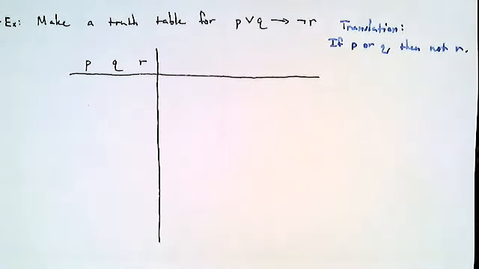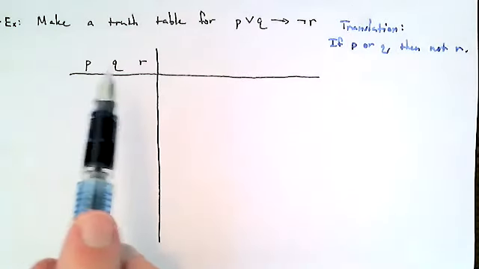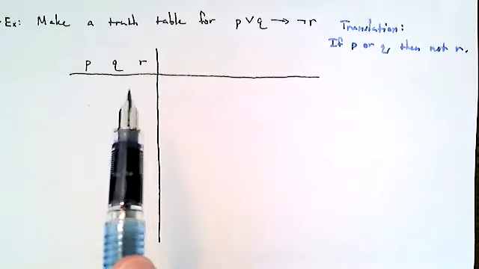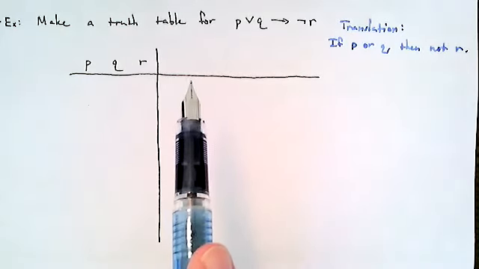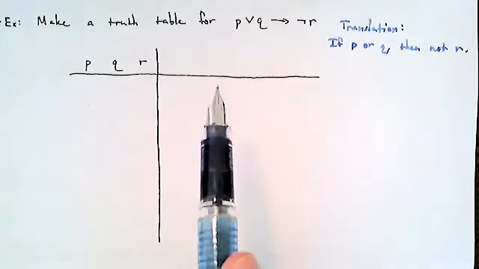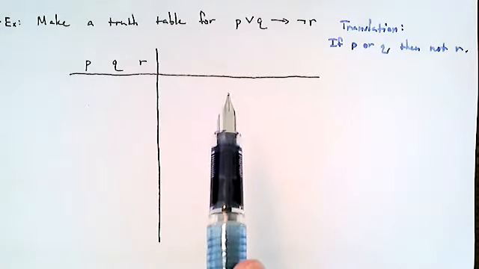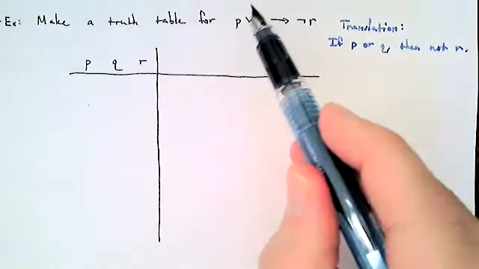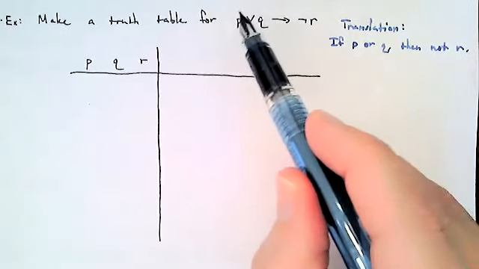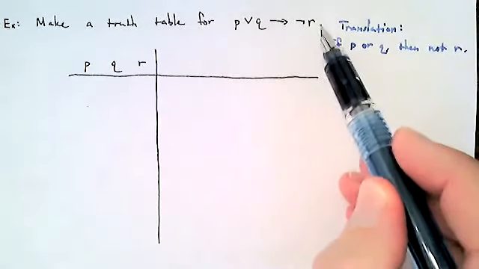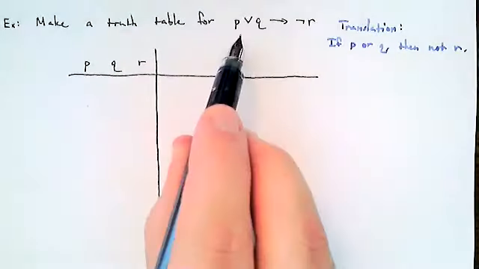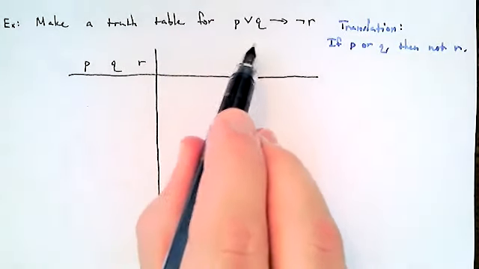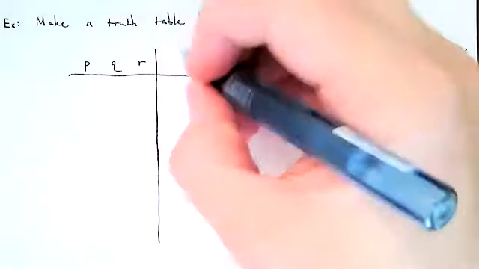Now for the truth table, I've already put in the 3 simple propositions, and now I want to do something like the homework exercise that we did before the lecture started. We want to take the component pieces of our statement and build it up into the more complex one. So for this one, I have 2 pieces, P or Q.